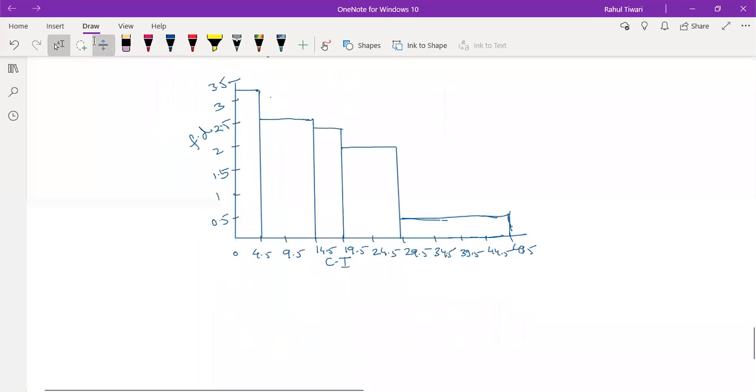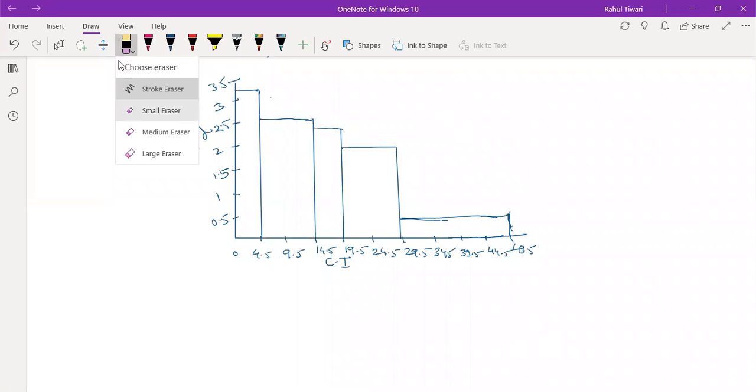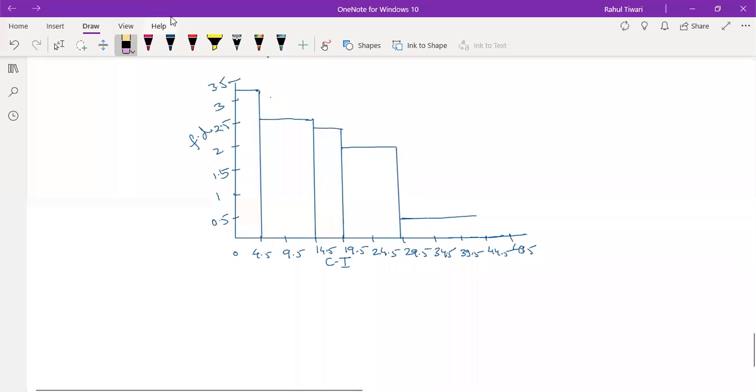So this is basically called a histogram, and one may use it, and one can put the conclusion also. So what could be the conclusion here? If anyone can put in the chat box, what could be the conclusion?